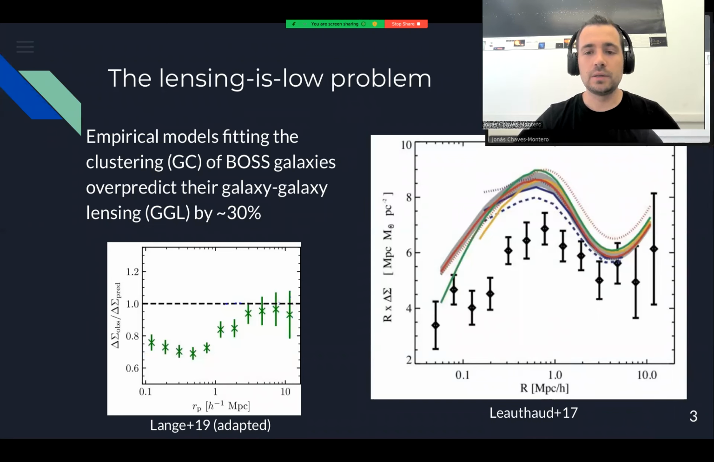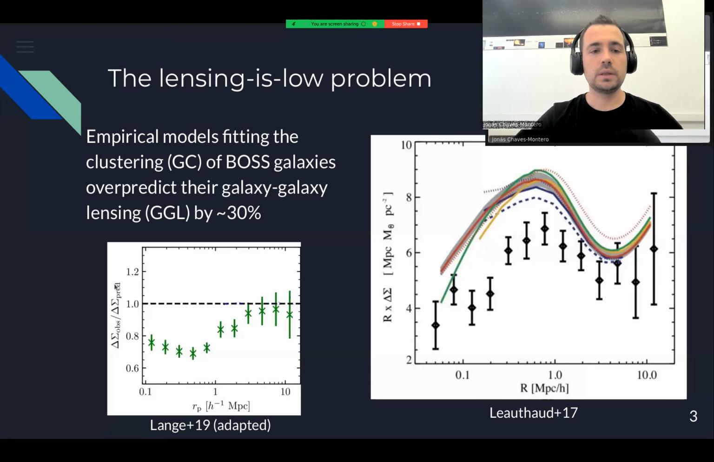So the idea is that you select a particular sample of galaxies, in particular BOSS galaxies, you use your favorite empirical models to fit their clustering, and then you use this model to predict the galaxy-galaxy lensing. You compare this prediction with observations, and what you find is that there is a strong discrepancy of around 30% on small scales. You can see this in the right panel here, where different lines correspond to different empirical models. The diamonds correspond to observations, and you can see there is a huge discrepancy on small scales.